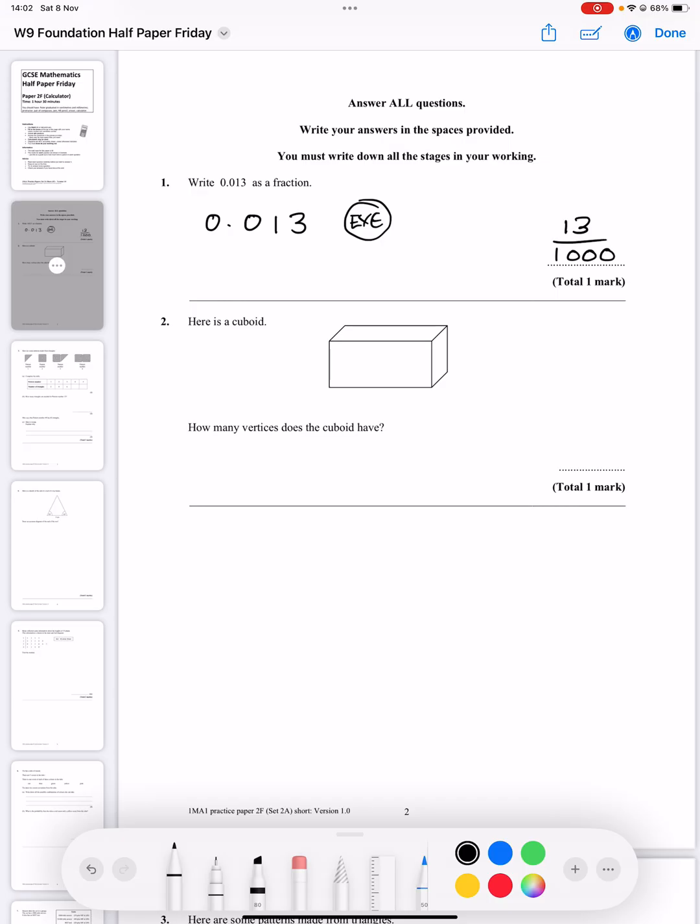Here is a cuboid. How many vertices does the cuboid have? Vertices is plural for vertex, and a vertex is where two straight edges meet, which is a corner. So we're going to be counting the corners of the cuboid. We can see 1, 2, 3, 4, 5, 6, 7, and we've got an eighth corner at the back of the cuboid. A cuboid has 8 vertices.